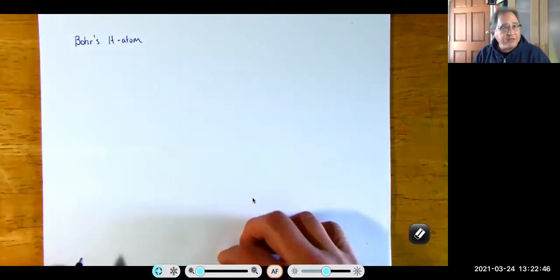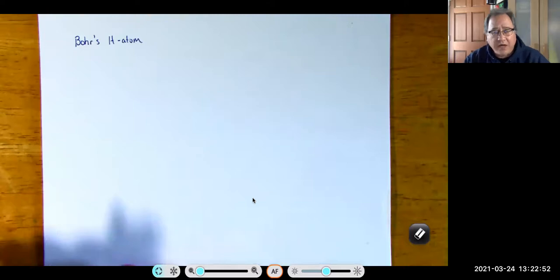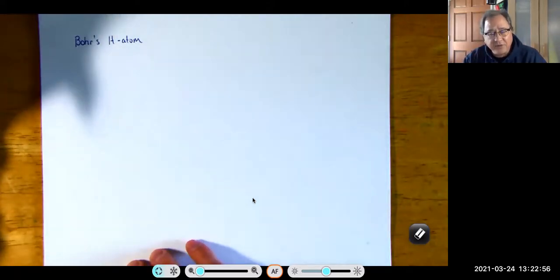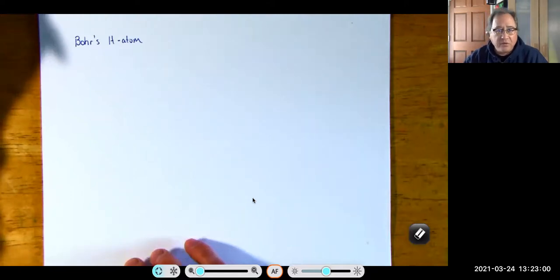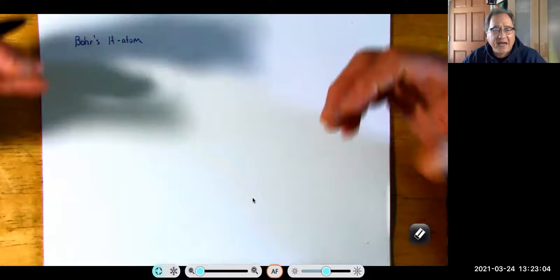So the first thing, well, can you see what I'm writing there? Yeah. Okay, great. So the first thing I'll tell you about Bohr's hydrogen atom is this model also applies to other atoms, but it is specific for the hydrogen atom. And the reason, of course, that you study the hydrogen atom is because it is the simplest atom.